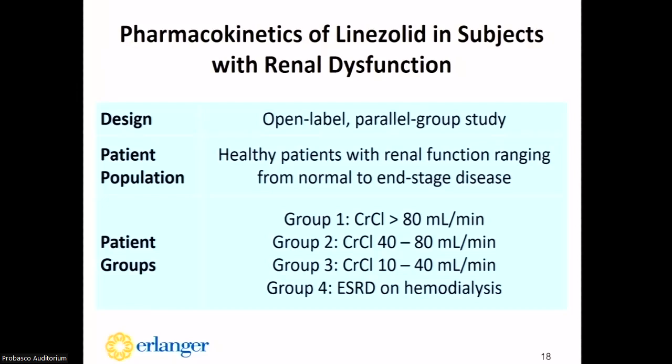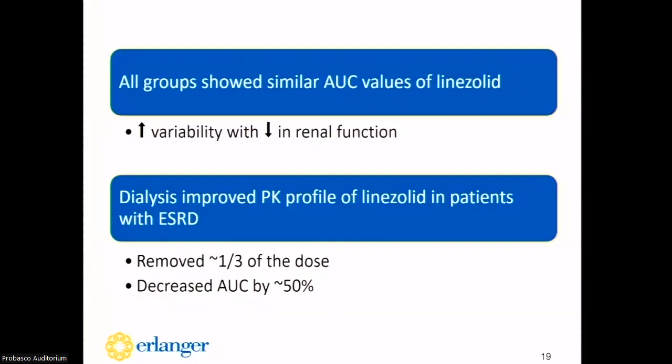And as you can see on the slide there, they broke up the patients into 4 different groups based on their creatinine clearance. All groups assessed showed similar AUC values of linezolid, although they did show increased variability as patients declined in renal function. And dialysis improved the PK profile of linezolid in patients with ESRD. It removed about a third of the dose and decreased AUC by about 50%.